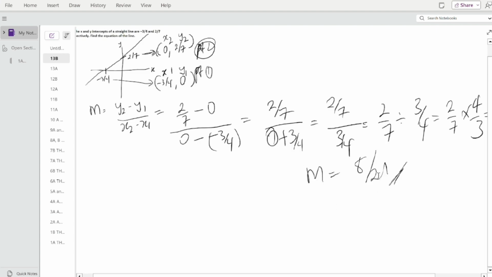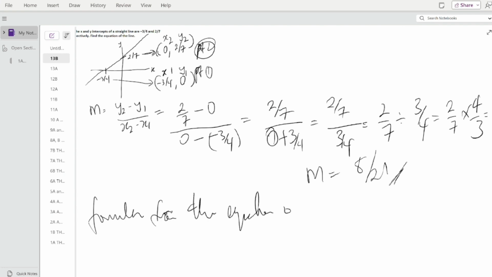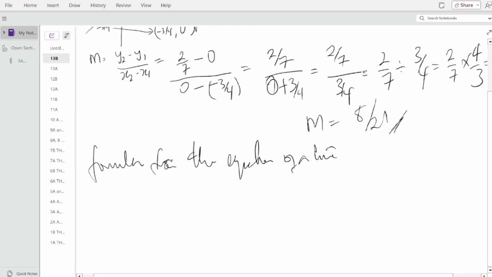Now that we have our gradient and we have 2 points, we can use any of the 2 points to solve the question. We can now use the formula for finding the equation of a line while we have the gradient and 2 points.